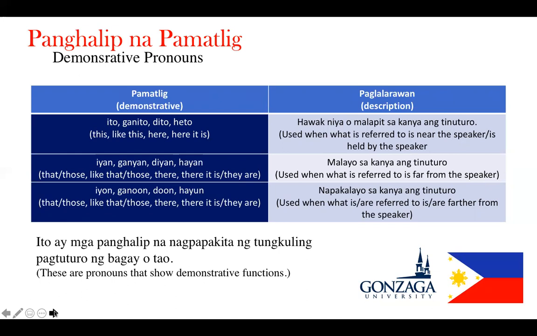Okay, when do we use ganito? What do you think is the translation of that sentence? Ganito ang bag ko. Ito is this. But ganito is like this. So what do you think is this in English? Okay, my bag is like this. That's ganito.